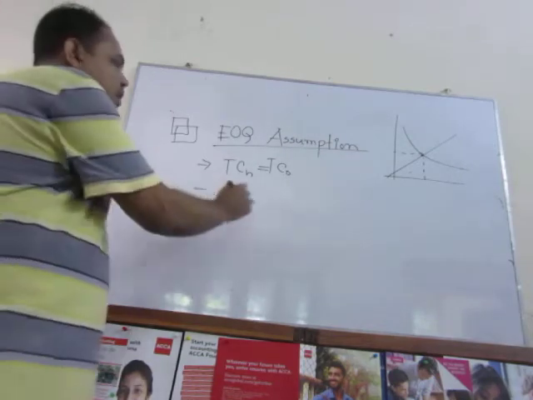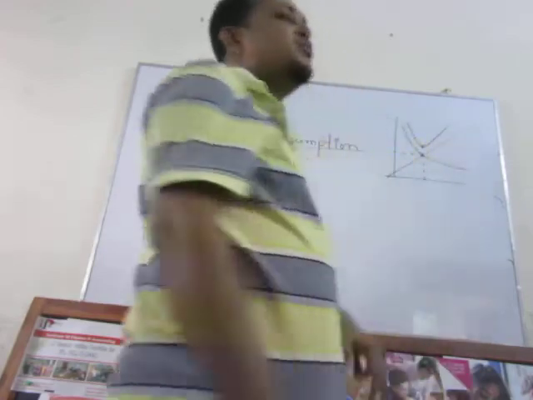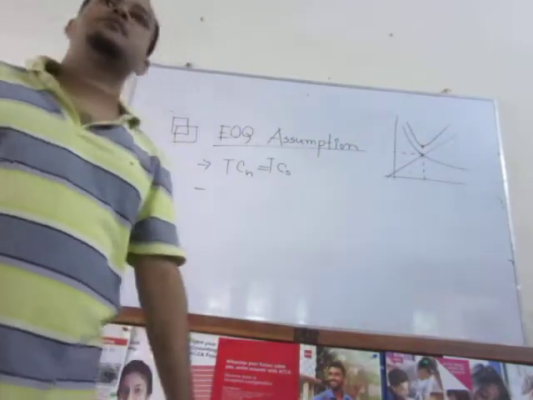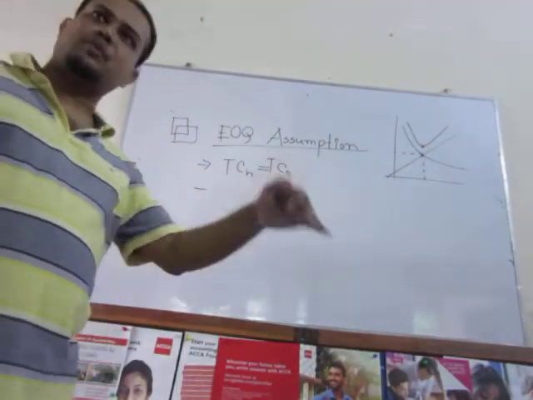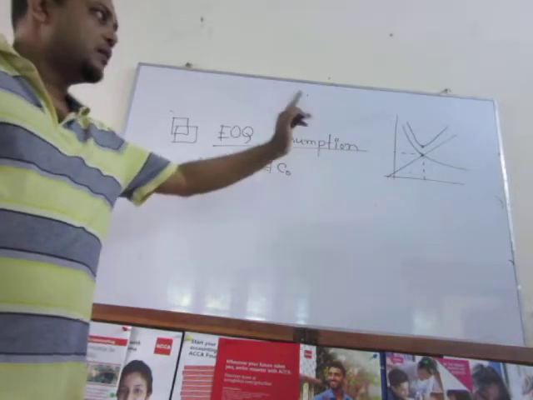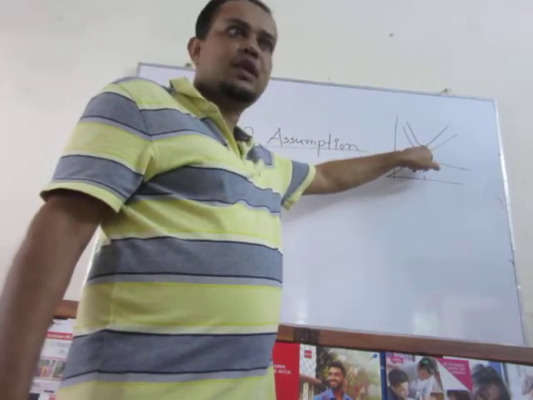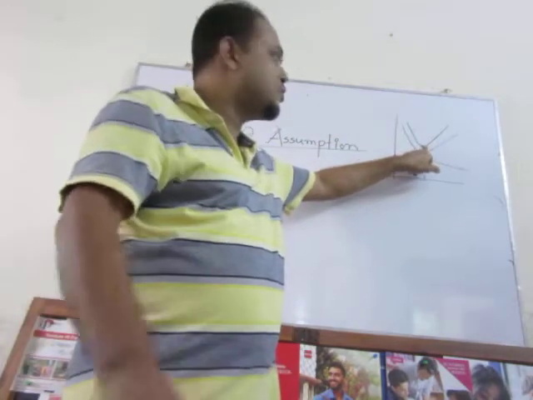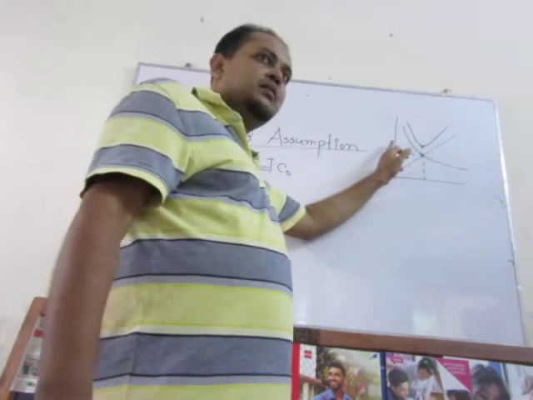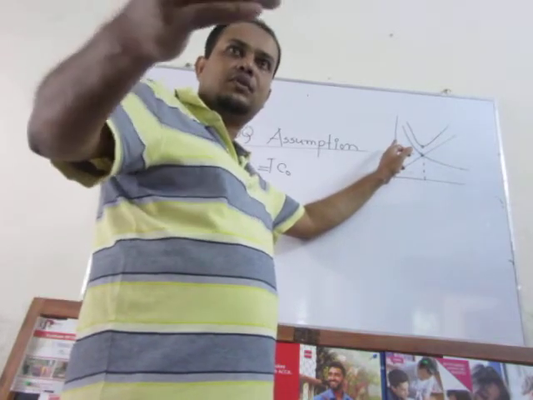Second assumption, at EOQ, my total annual cost will be minimized. সবচেয়ে কম হবে খরচ। এটা আমরা লিখলাম না, আমরা মুখে বলছি। At EOQ, the total annual stock related cost will be minimum. If you go beyond or within, in every case your total cost will be more than the EOQ cost.